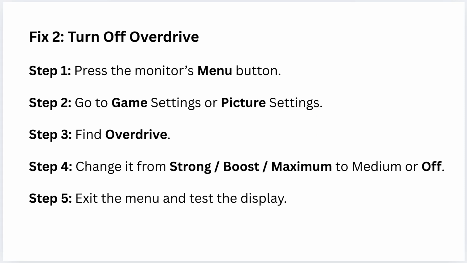Second one is turn off overdrive. Press the monitor's menu button, then go to game setting or picture setting. Find overdrive. Change it from strong, boost, or maximum to medium or off. Exit the menu and test the display.